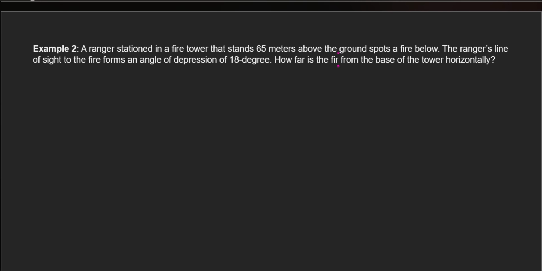Now, based from this problem, we can actually illustrate. So, gagawa po tayo ng illustration depende kung paano natin ina-absorb yung information. So, let's say for example, ito yung tower natin. Ito yung tower. Now, from the ranger tower or ranger station in a fire tower stand 65 meters above. So, this means yung height ng tower natin is 65 meter. So, ito yung 65 meter.